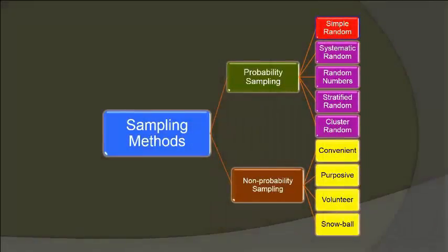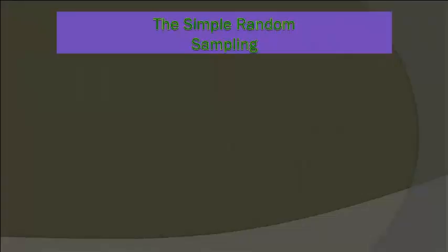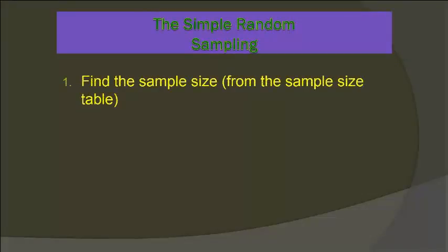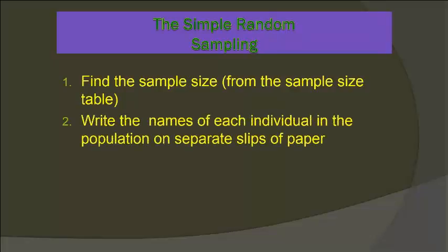We are going to look at simple random sampling, as highlighted by the red color there. Let's look at the simple random sampling. The first step is to find the sample size. Yes, it's from the sample size table.